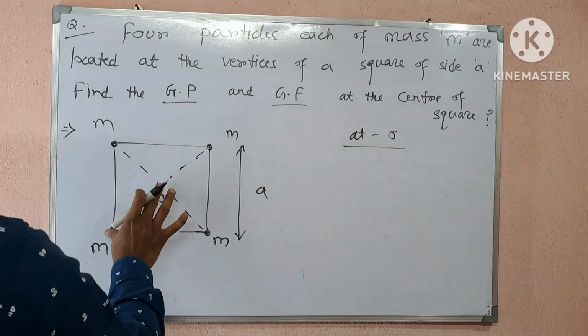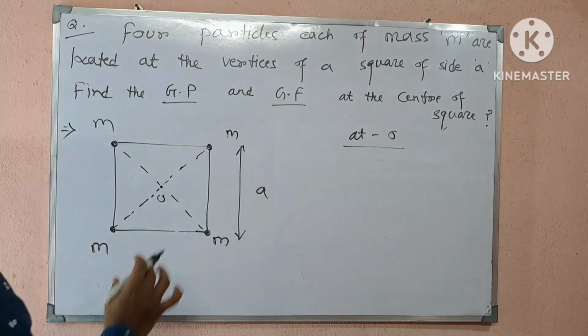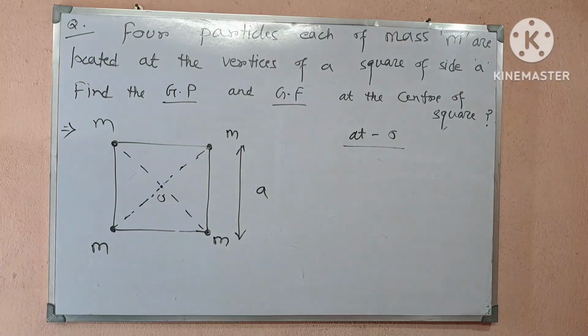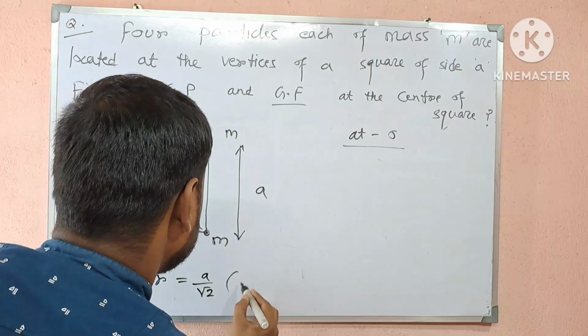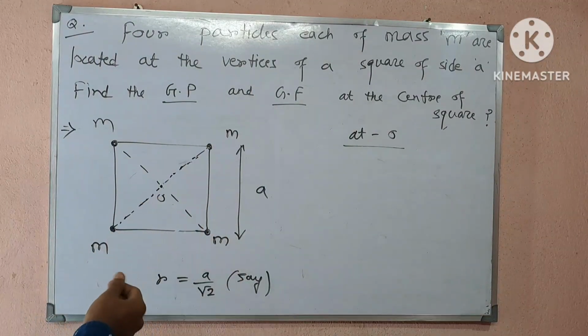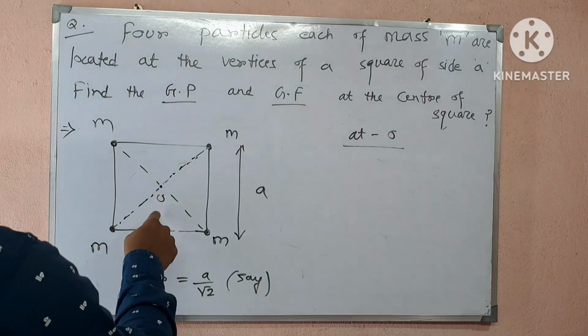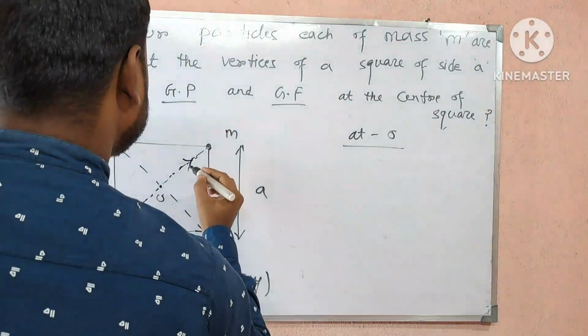Actually, all these distances are the same because they are basically half of the diagonal, which is a by root 2. So here, let's say small r equals a by root 2. The value of gravitational field at O due to this object of mass m will be GM by r square, but its direction will be towards the mass.